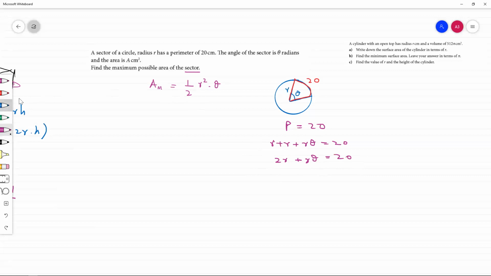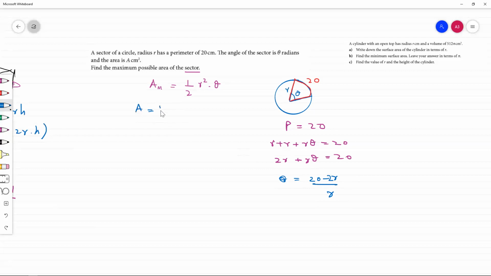So I said here we have to find the A maximum. For this purpose, this function should be in one variable, either r or theta. So we have to replace this theta or r from this equation. You can make theta as a subject, or you can make r as a subject. So I'm going to make theta as a subject from this equation. Theta is 20 minus 2r divided by r. So put this value into this function.